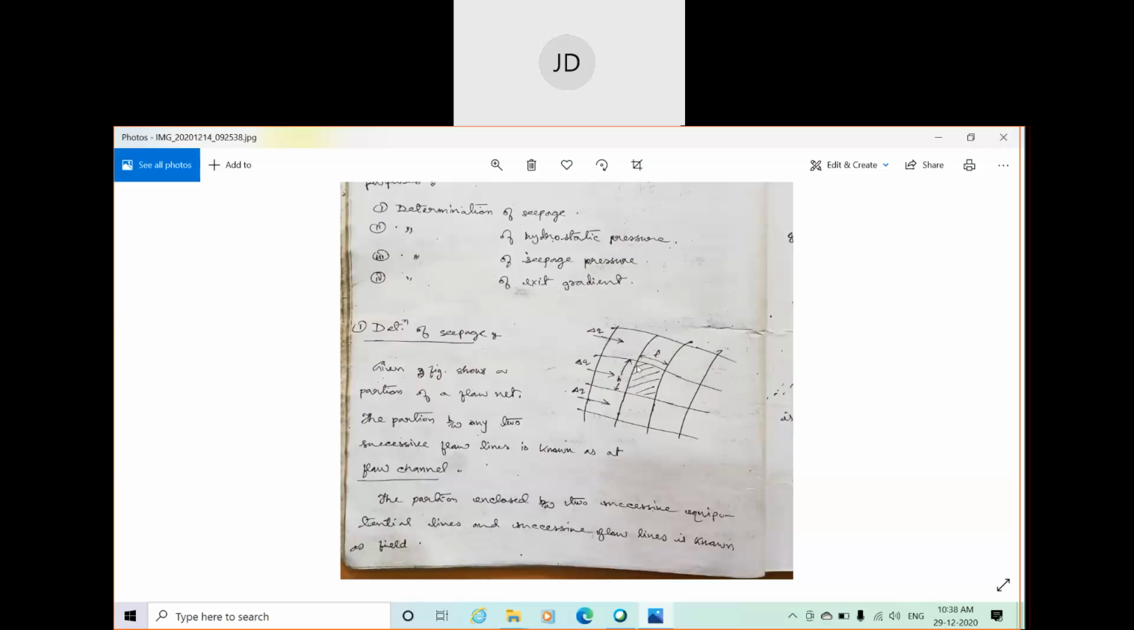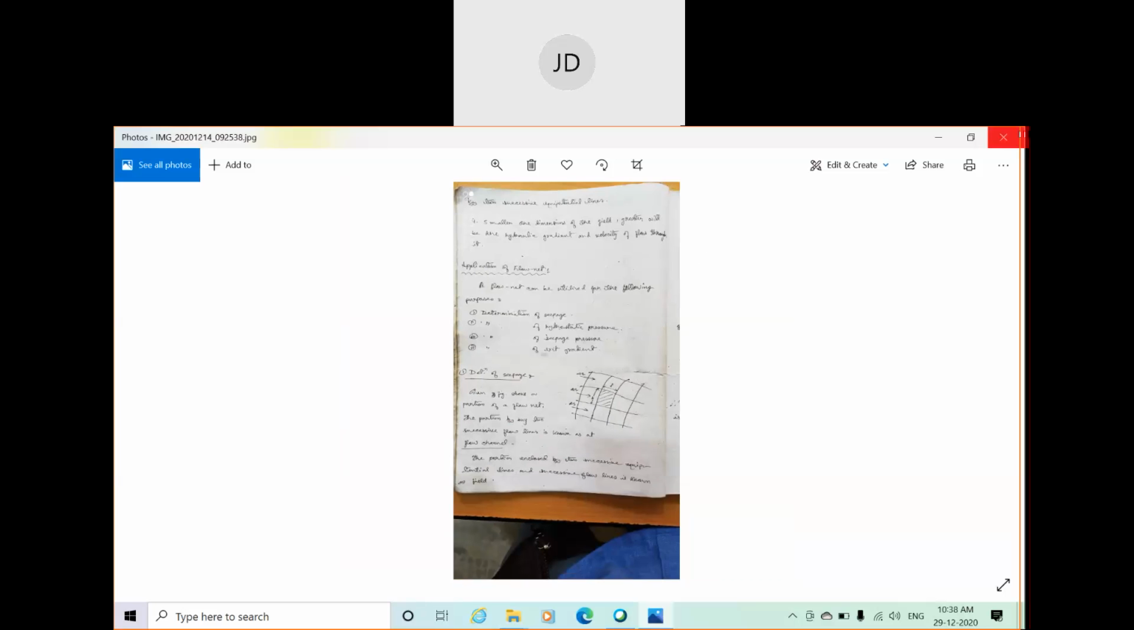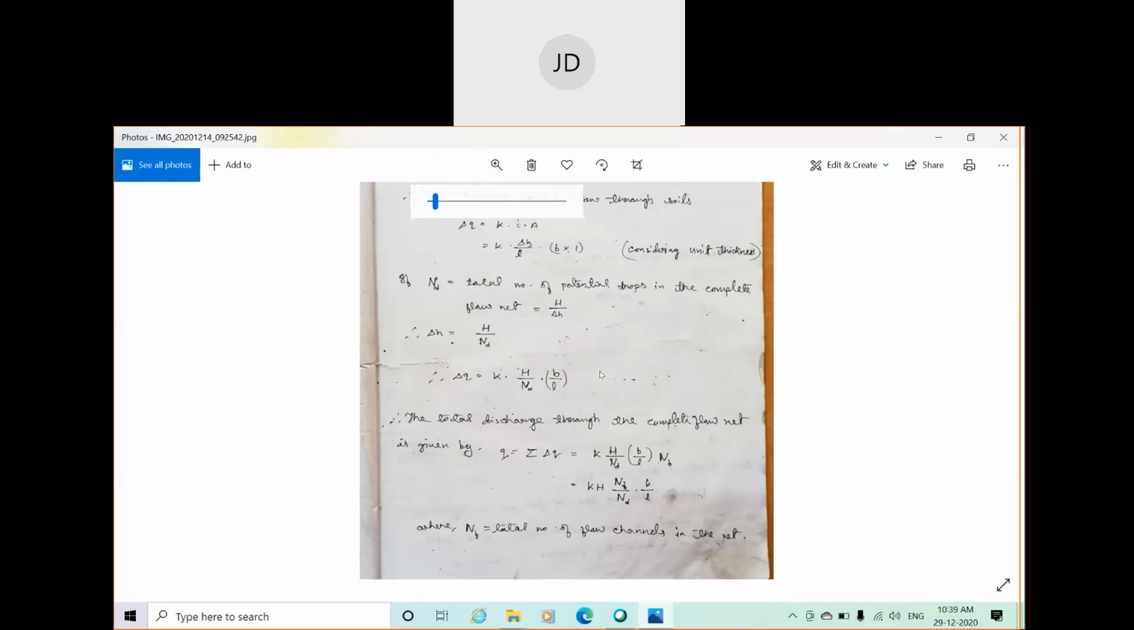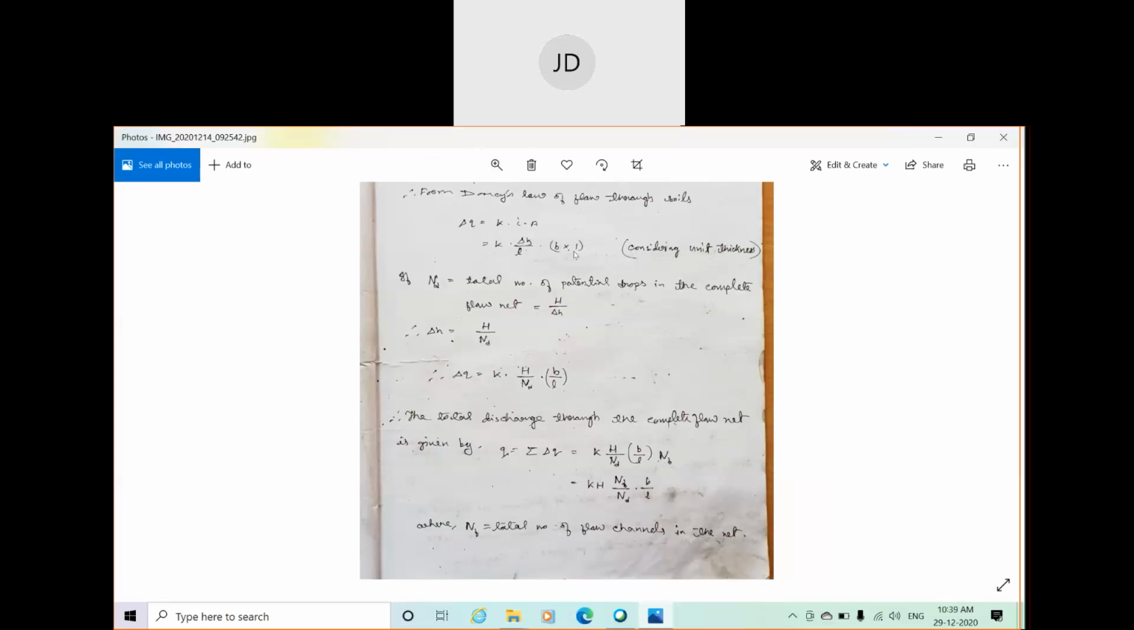That means that particular B into that particular line which is in the perpendicular direction, and considering unit thickness, the thickness considered as one unit, 1 multiplied by B will give you the cross-sectional area. So B into 1 will give you the cross-sectional area. Considering unit thickness, A is equal to B into 1. So we get the amount of water flowing through each flow channel: delta Q is equal to K into delta H by L into B.